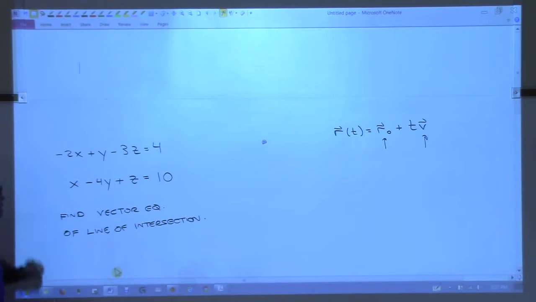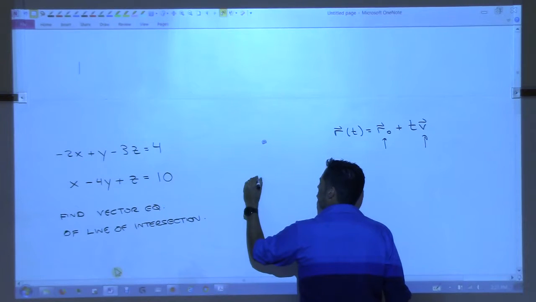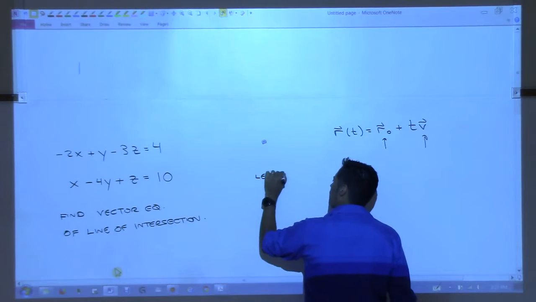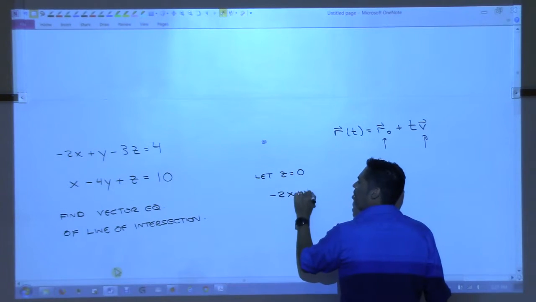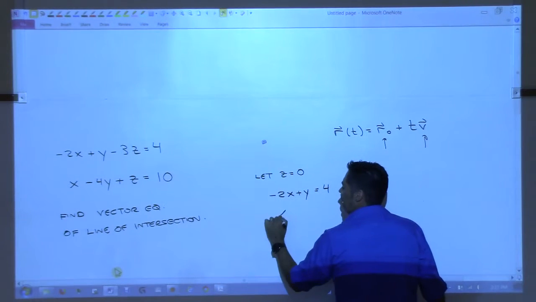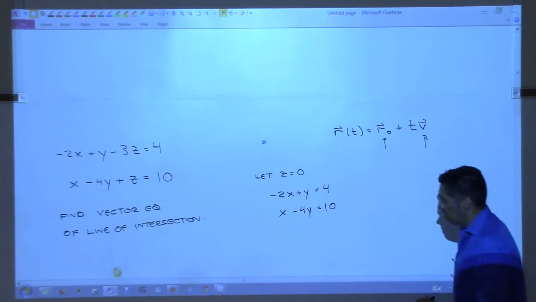So how would you go about that if you have two equations but three unknowns? You should probably just fix one of the variables. Yes, I like to kill off one of them. So let's let z be 0. Right now I'm going after r naught, so I'm going to let z be 0. And when I do that, I get negative 2x plus y equals 4, and then x minus 4y equals 10.